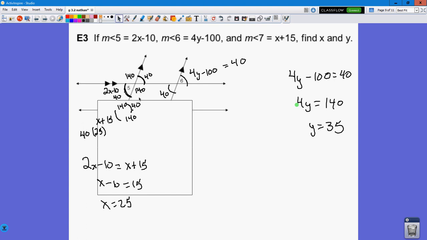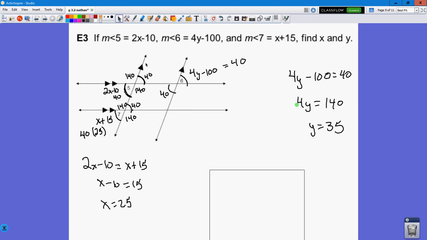If there are 2 sets of parallel lines, there will be 1, 2, 3, 4, 5, 6, 7, 8 more. There'll be 16 different angles. How many different measurements are there going to be? 2. 2 total, if there are 2 sets of parallel lines. Everybody with me?